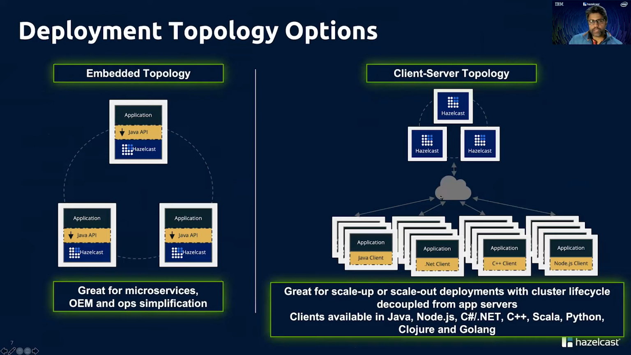Quickly looking at deployment topologies. Typically, Hazelcast is used in a client-server way, where you run Hazelcast servers in their own environment, independent of each other, in a dedicated fashion. And then you have your applications connected to Hazelcast servers through Hazelcast client libraries. Like I mentioned earlier, there is support for different language platforms: Java, .NET, C++, Golang, Python, Scala, and so on.